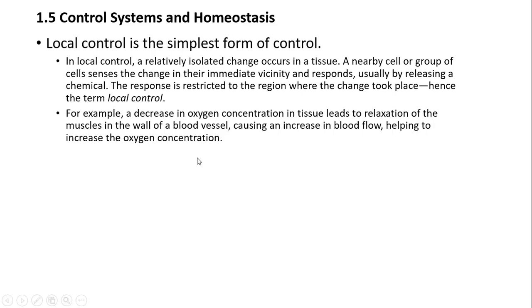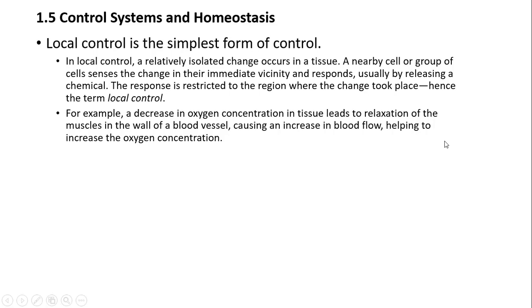A classic example of this is a decrease in oxygen concentration in tissue leading to the relaxation of muscles in the wall of a blood vessel, causing an increase in the diameter of the blood vessel. This leads to an increase in blood flow, helping to increase the oxygen concentration. So this would be a type of homeostatic mechanism that would help to maintain the oxygen tissue levels at an appropriate value. And this occurs a lot in your body.